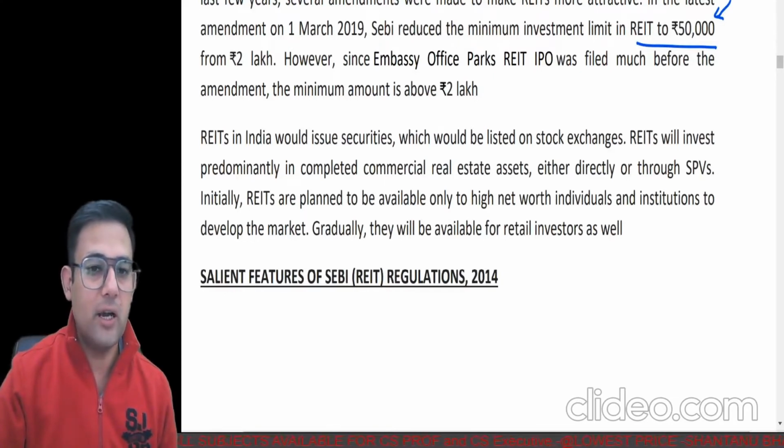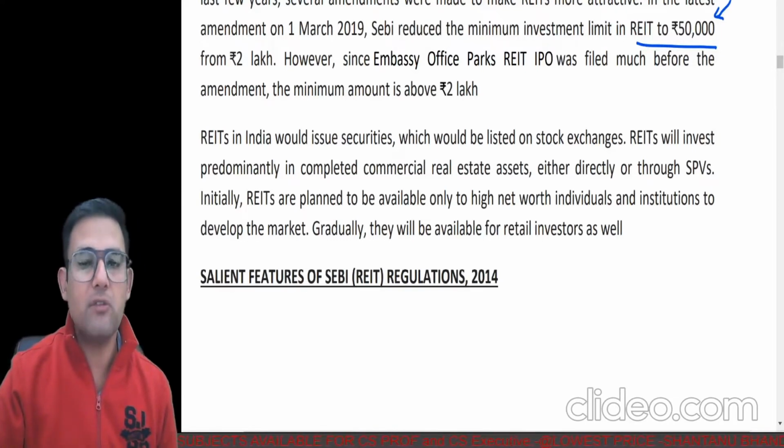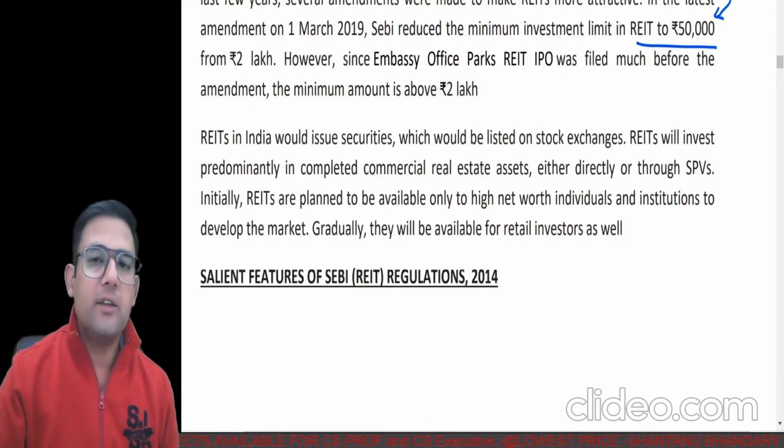REITs are just like normal shares; they are listed on the stock exchange, and you can purchase and sell the units. When you are done with this class, go to Google and type REITs in India. You will find there are many REITs in India, and their share price, the unit price, will also be reflected.